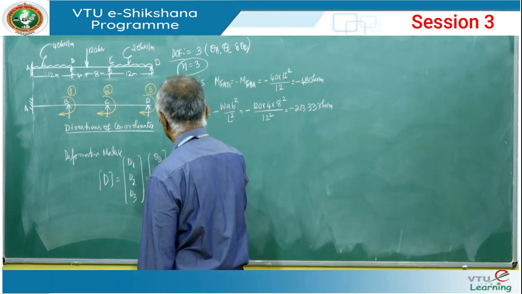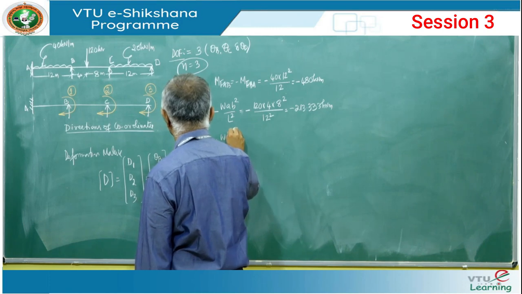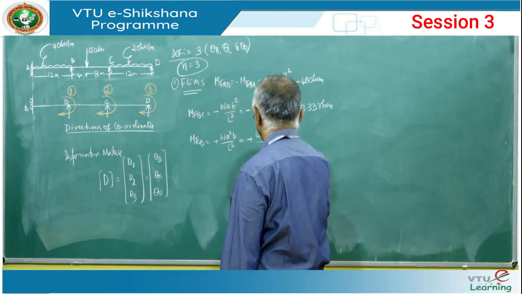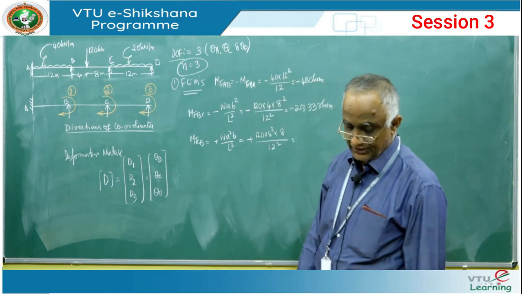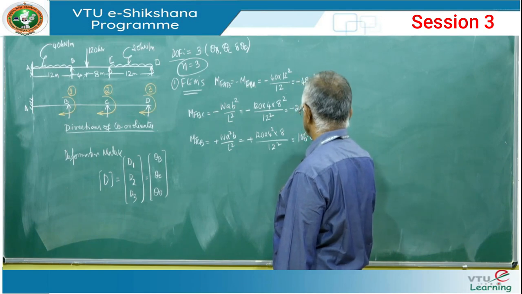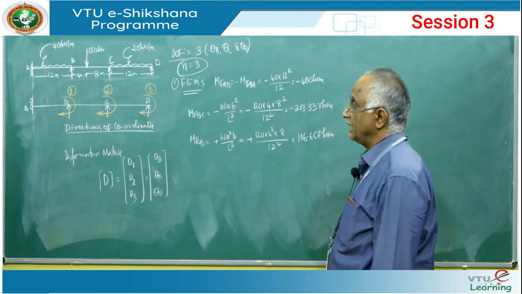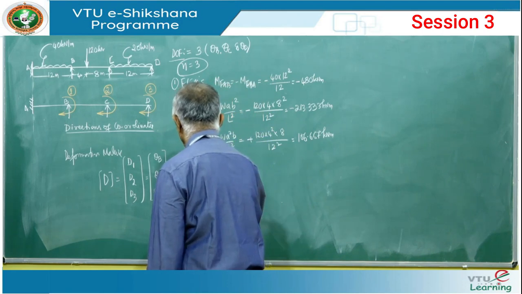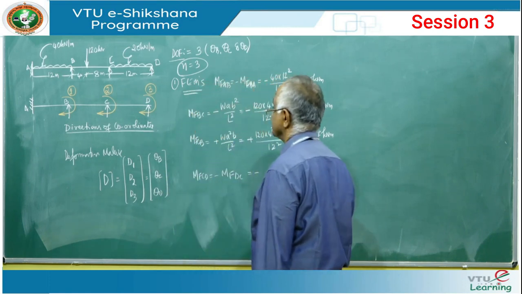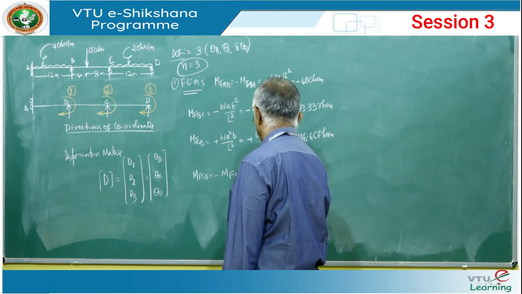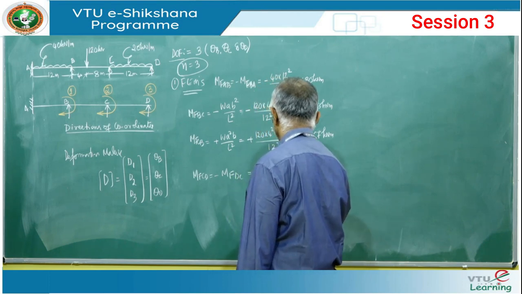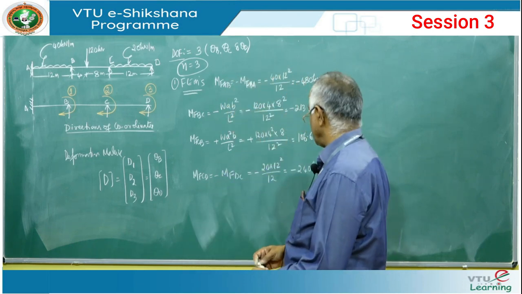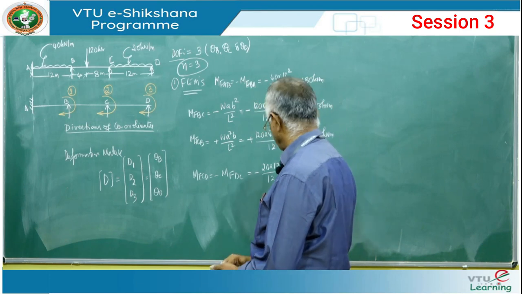If you take MF CB, it is W a square b by L square, plus 120 into 4 square into 8 divided by 12 square. So it is 106.667 kilonewton meter. And the last span is again subjected to a uniformly distributed load over the entire span. So MF CD equal to minus, MF DC, it is minus 20 into 12 square divided by 12, so it is minus 240 kilonewton meter.